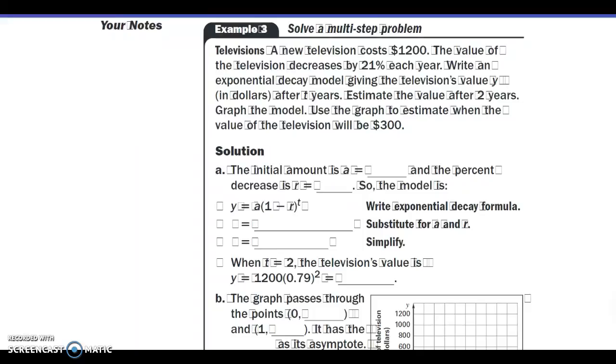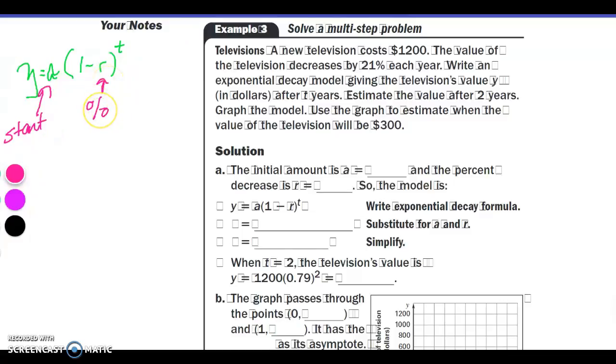So now we're just putting our numbers into the decay model. So the decay model is y equals a, which is our starting amount, times 1 minus r to the x or t power. It's oftentimes t, where a, again, is the starting amount, just like we had before. r is the rate, which is a percentage expressed as a decimal. And t is the length of time.